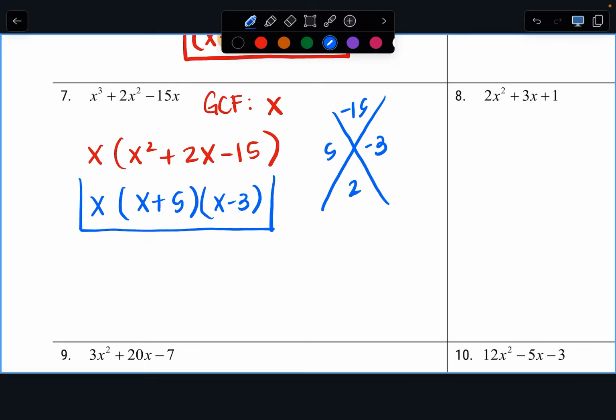5 and 3 do make 15. Check your answer. Did you write -3 and then +5? Can it be minus 3? Yes, it can. The order does not have to be the same. The numbers have to be the same, but you can write them in a different order.